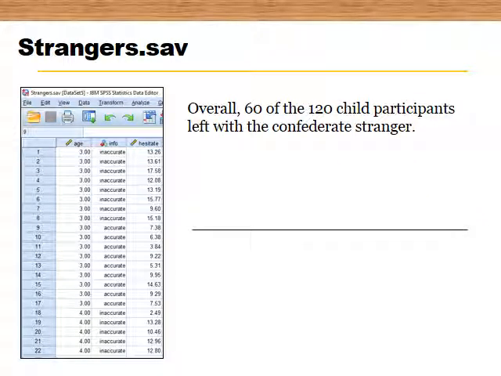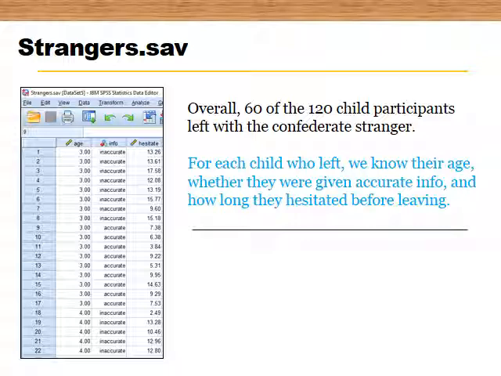Our data file for this practice problem is called strangers.sav. Alarmingly, in this study, a full 50% of the children actually did leave with the confederate stranger. This data file only contains data for the 60 children who did leave with the stranger. For each child who did leave with them, we know how old they were. They were either 3, 4, 5, or 6 years old, which we're going to treat as a continuous variable. We know whether they were given accurate or inaccurate information, and we know how long they hesitated, which was measured in seconds, before leaving with the stranger.